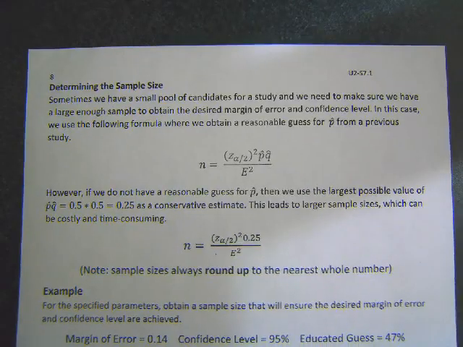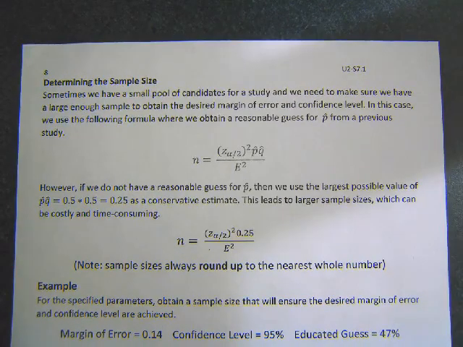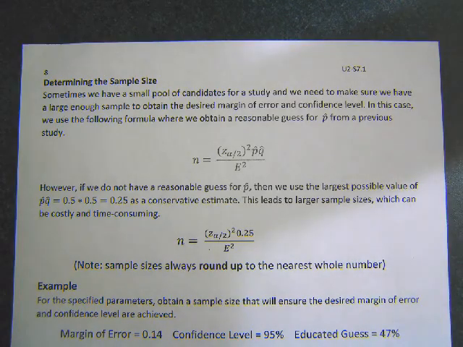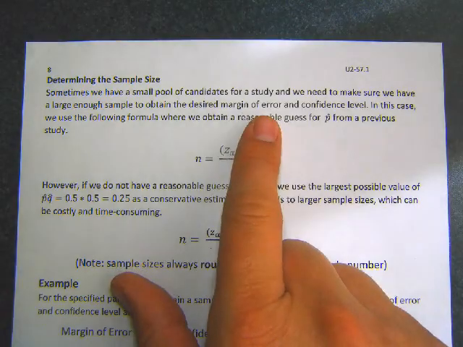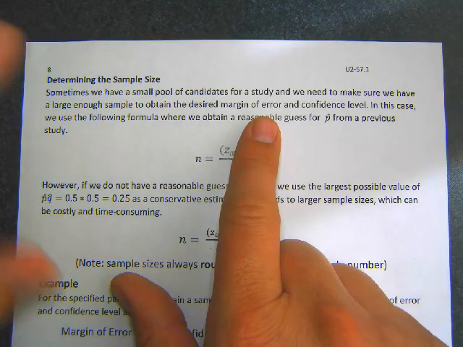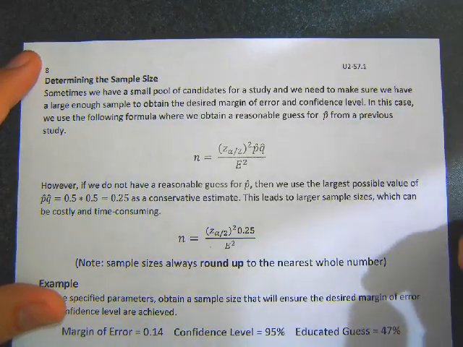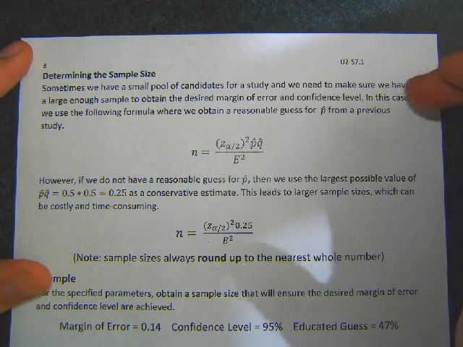Now we're on the last page. Sorry about the last thing. Okay, so there are times when you have a really small pool of candidates or you don't have a lot of money, you want to save your money. So you might need to make sure that your sample is large enough, but try and keep it as small as you can. So a lot of times we want to check and make sure we have a large enough sample to obtain our desired margin of error, because we want a small enough margin of error so we don't have a huge confidence interval, and actually have our confidence level, because you want to make sure we hit that 95% confidence level, whatever level we're going for.